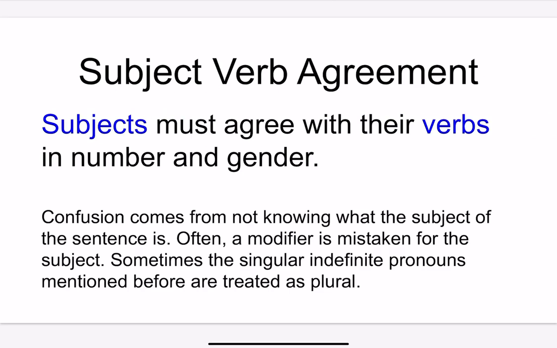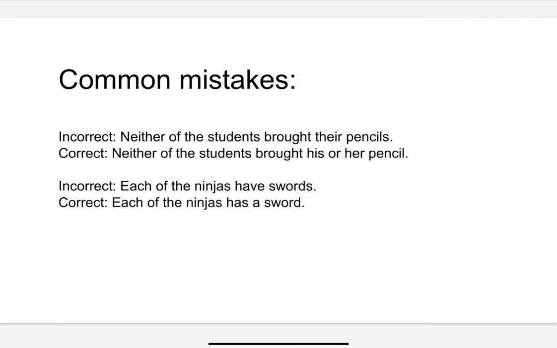So we also need to have subjects agree with their verbs. Confusion comes from not knowing what the subject of the sentence is. Often what happens is that we have a modifier that's mistaken for the subject, and sometimes the singular indefinite pronouns mentioned before are treated as plural. So we often have this situation: neither of the students brought their pencils. Now the correct way to say it is his or her in this case, because we're talking about neither being the subject of the sentence, not students. A lot of times people will think that students is the subject. So neither is singular, and so is either, and so is anyone and anybody and anything.